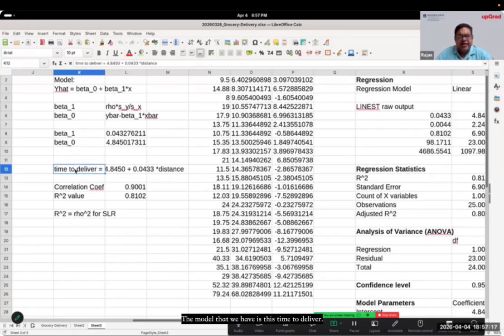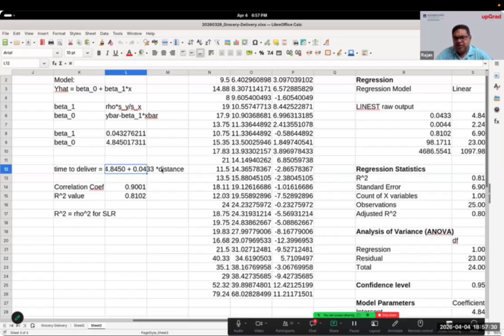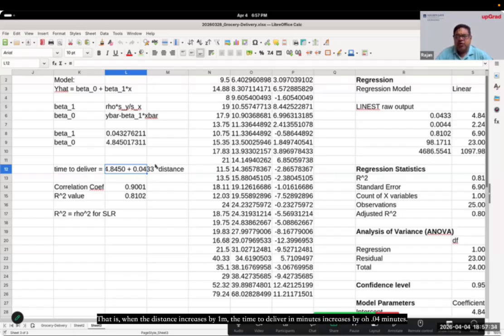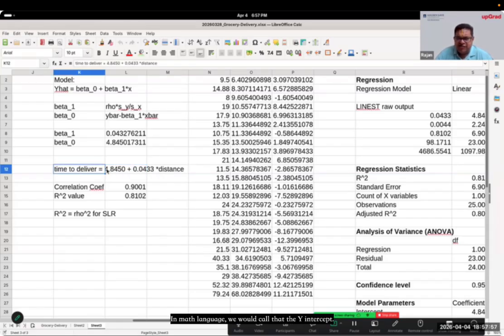Here is the sample data for that particular example. The model we ended up with was time to deliver was 4.8 plus 0.04 times distance. That is, when distance increases by 1 meter, the time to deliver in minutes increases by 0.04 minutes. That's right. That's the meaning of this quantity here. What is the meaning of that 4.84? That's a constant, the intercept. So when distance is 0, the time to deliver is 4.85, or approximately 5 minutes.